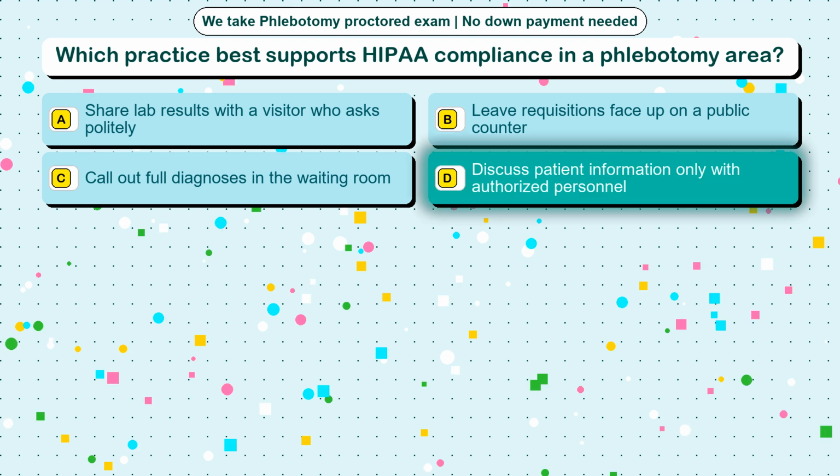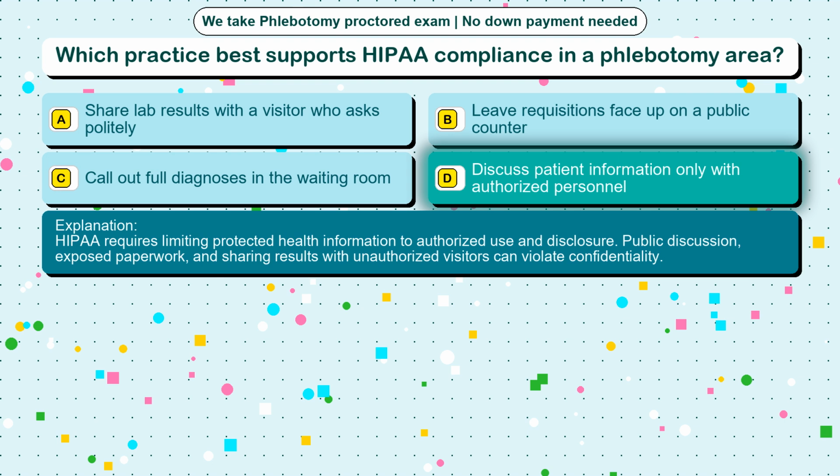The correct answer is option D. Discuss patient information only with authorized personnel. HIPAA requires limiting protected health information to authorized use and disclosure. Public discussion, exposed paperwork, and sharing results with unauthorized visitors can violate confidentiality.